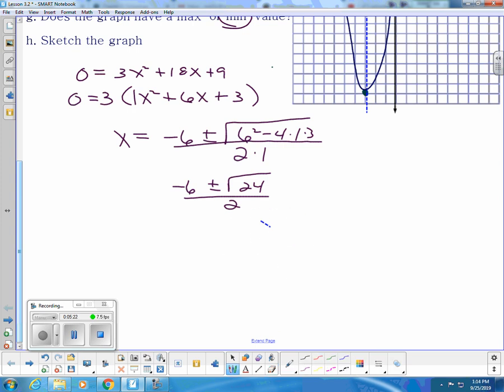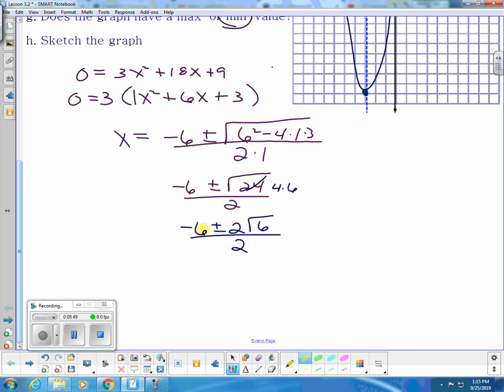Okay? So, you need to be able to break down the radical. So what perfect square goes into 24? 4. So that's 4 times 6. So the square root of 4 is a 2. The square root of 6 you have to leave like that, divided by 2. That's still not simplified enough.